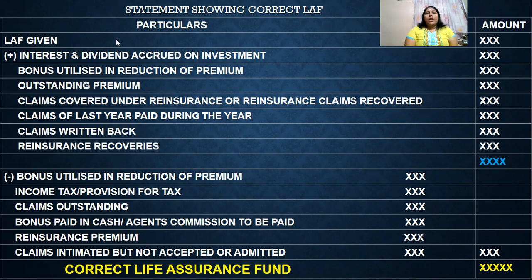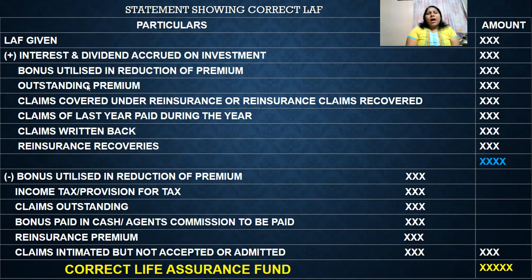In the particulars column, I write the life assurance fund given as per the problem. That is the first item in my particulars. I'll write the respective amount which is given in the problem. Then I will look into the problem for the incomes and expenses which are not yet adjusted, in order to know the corrected life assurance fund. Let me check the samples of incomes and expenses that I showed in this slide.